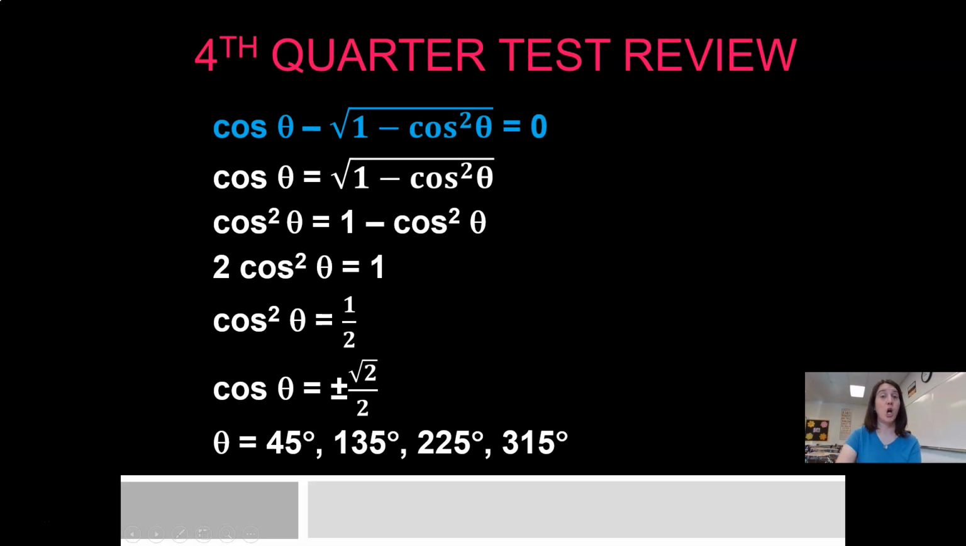Well, cosine is positive just in quadrants 1 and 4. That means in my list of possible answers, the 135 and the 225 are not allowed to be included because that's where cosine is negative, and I don't want negatives on this question. I just want the positives, so I would give positive 45 degrees as well as positive 315 degrees for my two answers on this question.